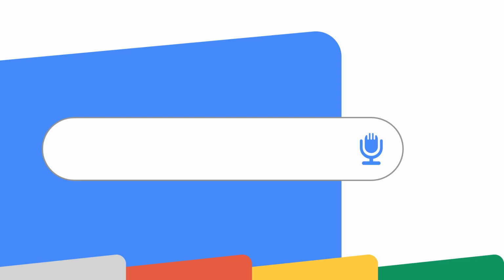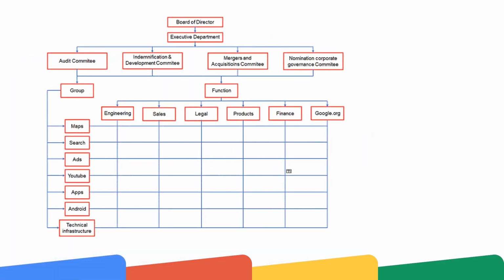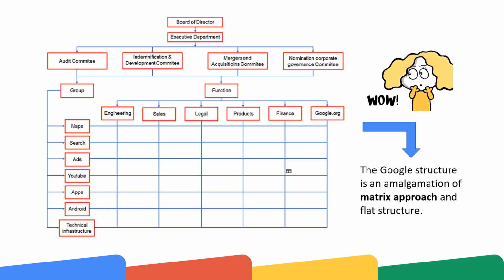It is about the Google organizational structure. Okay, so let's discover. You can see a picture of the Google structure on the screen, and let's talk in more detail about this. At the top of the picture there is the board of directors, lower is the executive department, and below there are some groups and functions. According to the knowledge that we have learned, our team concludes that Google's structure is an amalgamation of a matrix approach and a flat structure.